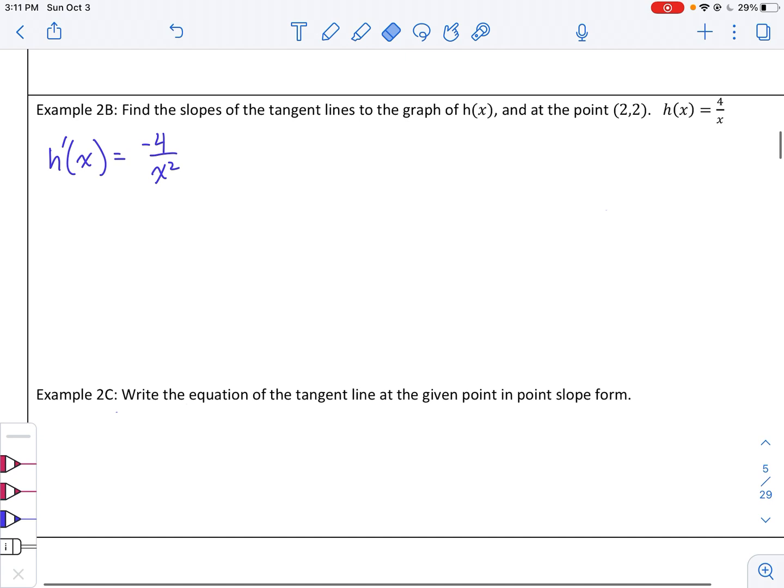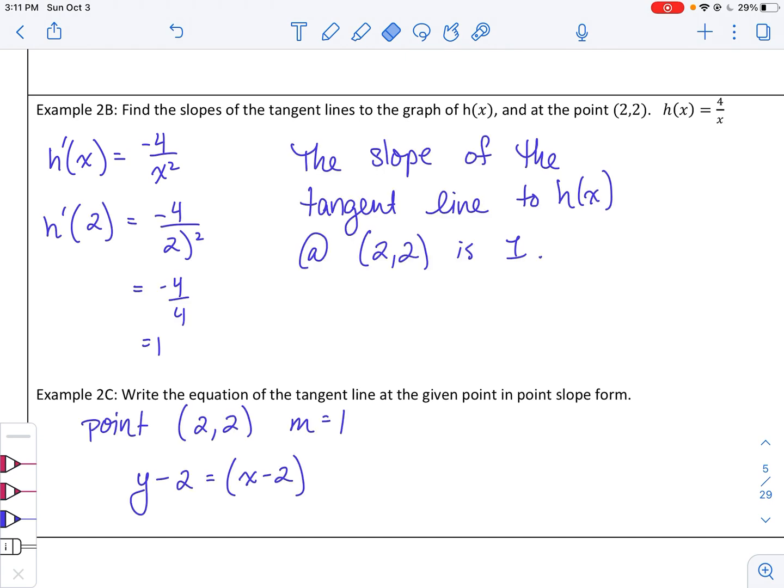All right, so here are our answers to 2b and 2c. Double check, make sure you're good to go. All right, and then we're going to continue.